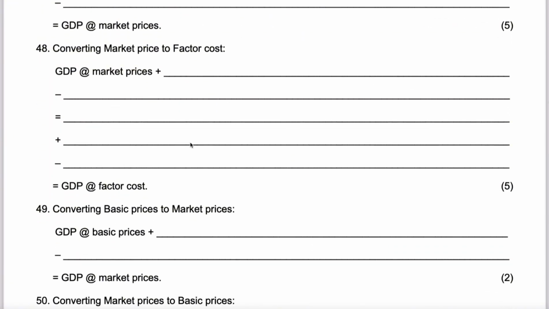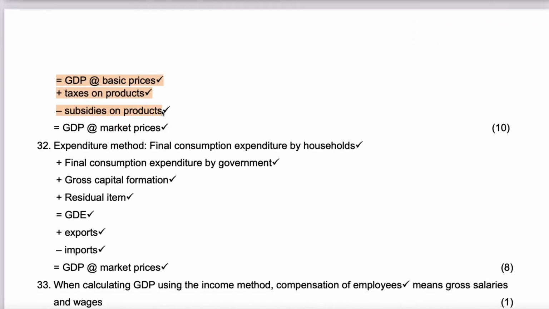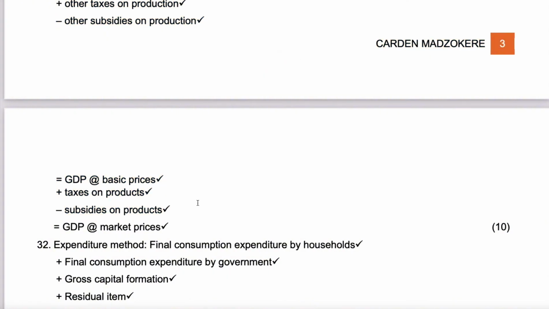Right, moving on. How do we go back? Same scenario, flip the signs. Then basic to market, it's simple. We have basic somewhere. Where is it? Here is basic. How do we go to market? We add taxes, we subtract subsidies.